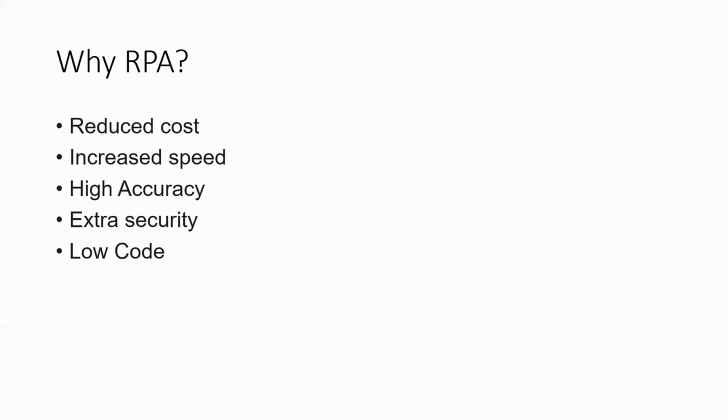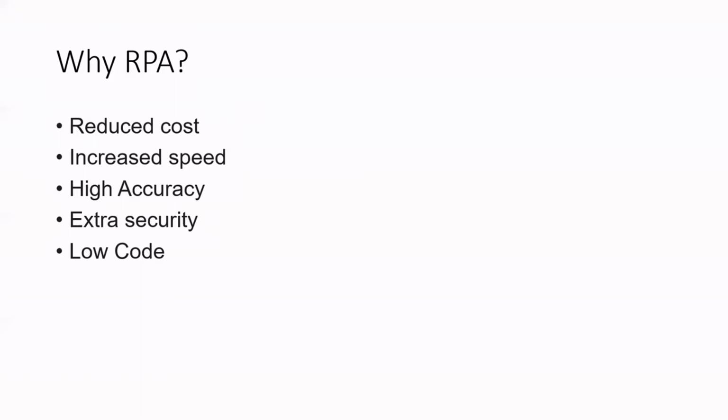Then we have high accuracy. Humans can make mistakes, but machines rarely make mistakes. So if we implement automation, if we automate a process, then the chances of failure will be very low. So accuracy will be high.